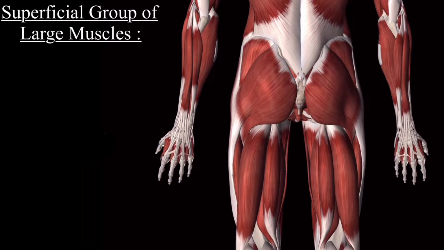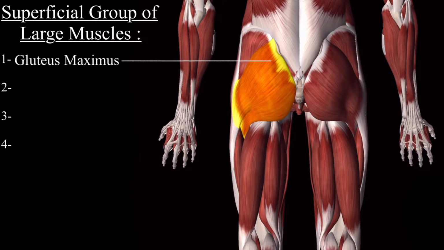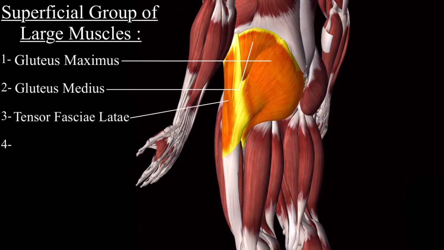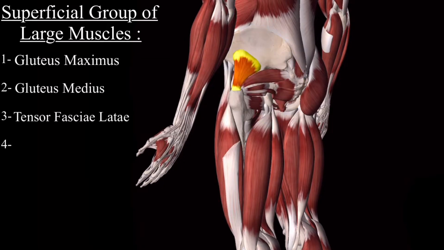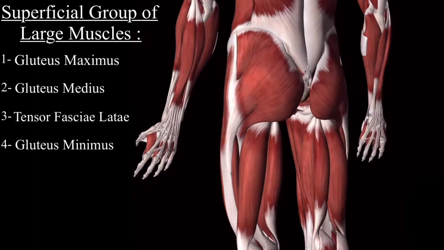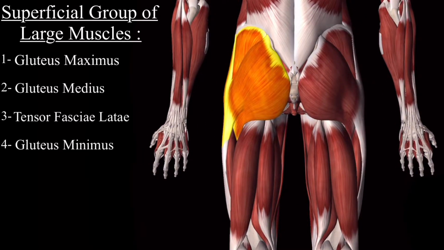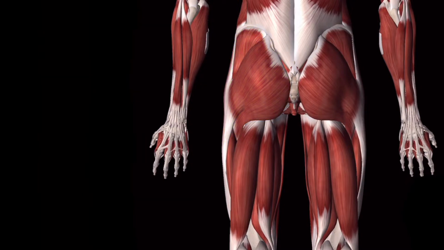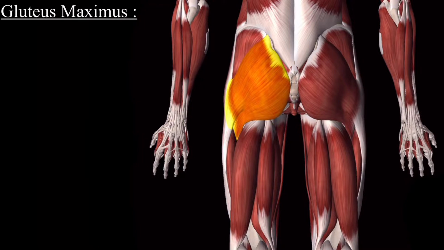The superficial group of large muscles of the gluteal region includes four muscles: the Gluteus Maximus muscle, Gluteus Medius muscle, tensor fasciae lata, and deep to these three muscles is the fourth muscle, the Gluteus Minimus muscle. These four are the large muscles of the gluteal region, and they are superficial to the deep group of small muscles. Because they are large muscles, they have the power to abduct or extend the femur at the hip joint. First one is the Gluteus Maximus muscle.